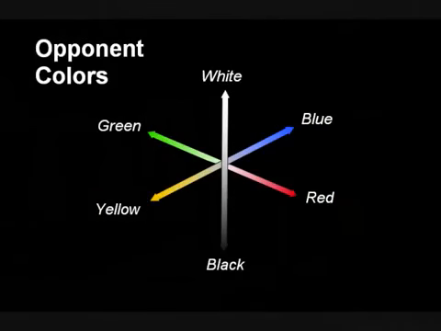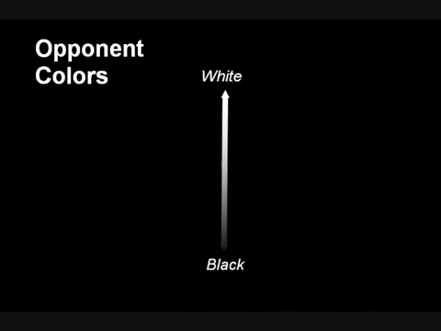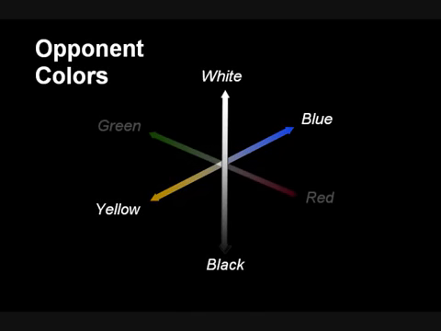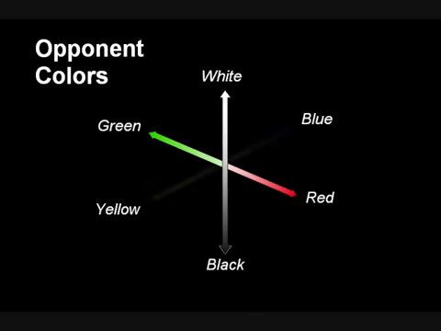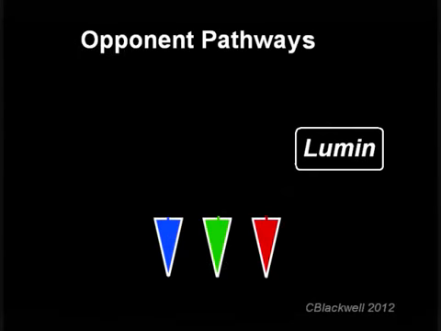Color information that started in the retina is divided into 3 separate channels. One channel is for luminance, black versus white. Another channel is for blue versus yellow, and the third channel is for green versus red. Here are all 3 color axes. Any color can be specified by a location in this opponent color space. Here is how each of the channels works.